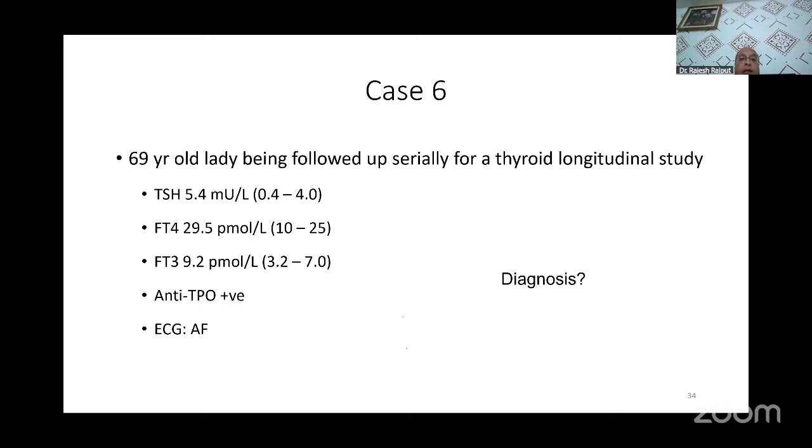A 69-year-old lady has a serial thyroid function test. Again, as you see, TSH is slightly elevated, FT4 is elevated, and FT3 is elevated with positive TPO antibody. So what is your diagnosis here? T3 is elevated, T4 is elevated, TSH is elevated, and the patient is also having atrial fibrillation.